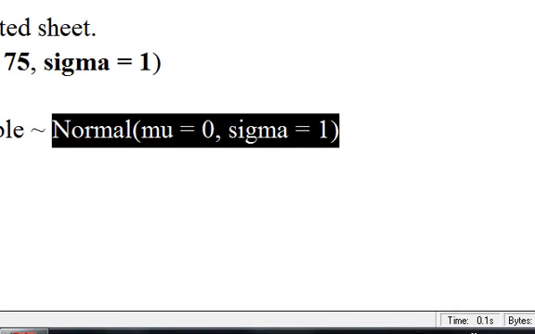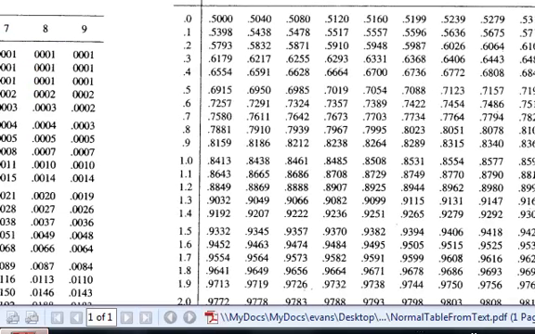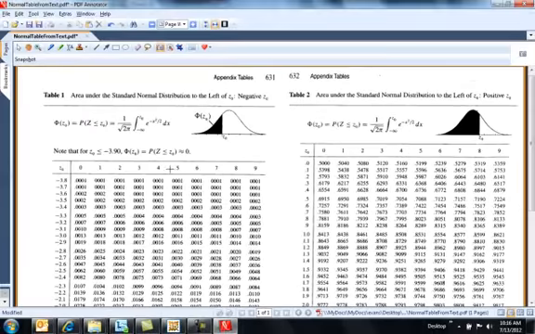Okay, so let me show you. I brought my table up. The table is in the back of the book, but I also have the standard normal table for you to download. It's like the one from the book, and I think it's a nice one.